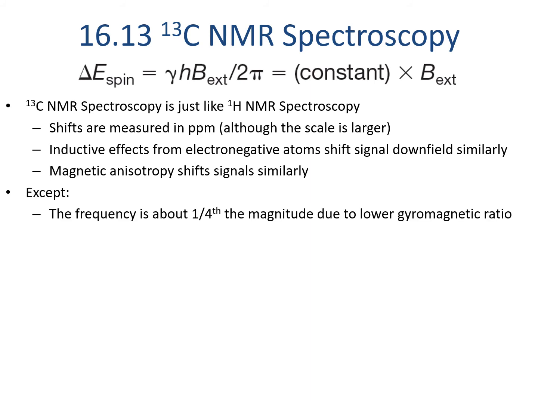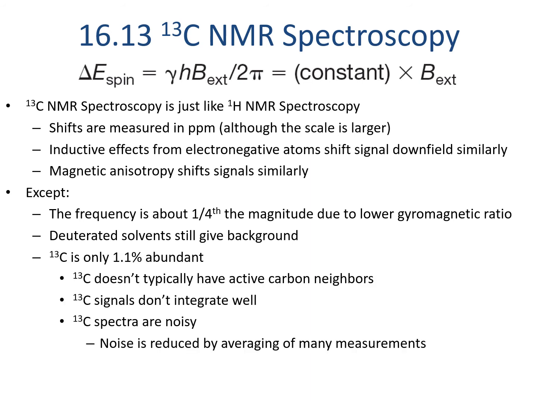Now, here are some differences. We know that the frequency is about 1/4 of the magnitude due to having a lower gyromagnetic ratio. So it's a lot harder to see that signal. The deuterated solvents are still going to give background. So even though we might be able to remove some of the signal by using a solvent that has deuterium instead of hydrogen, now if we dissolve it in a different solvent, we're going to see all the signal from that solvent. And carbon-13 is only 1.1% of the carbon that we actually see.